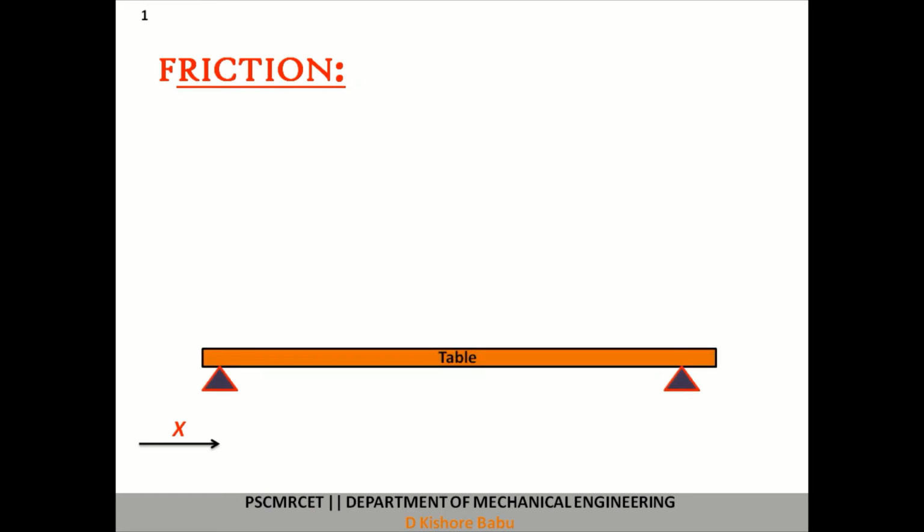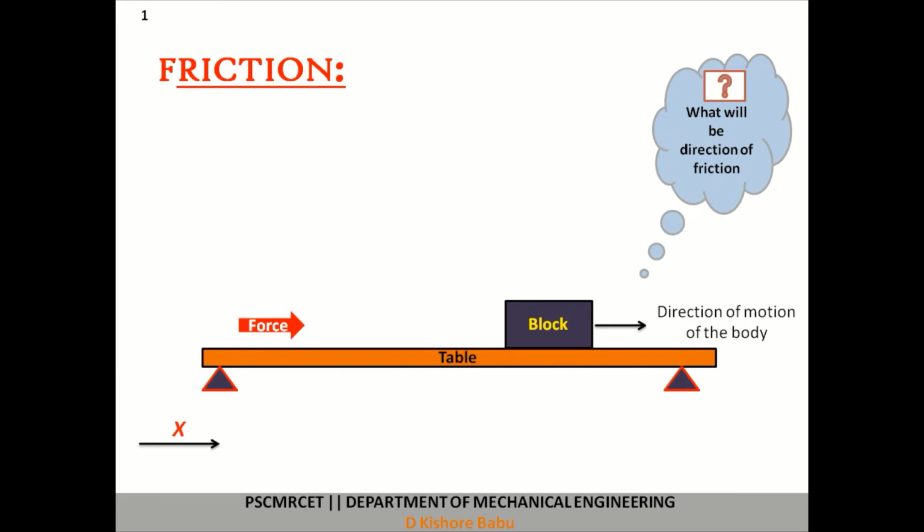Let us take another example. Consider a table and a block. Here the block is placed on the table. Now I am applying an external force on the block. What will happen? The block will move in the direction of the force applied, which we simply call the direction of motion of the body. Now the question is, what will be the direction of friction? Friction is always opposite to the direction of motion of the body.